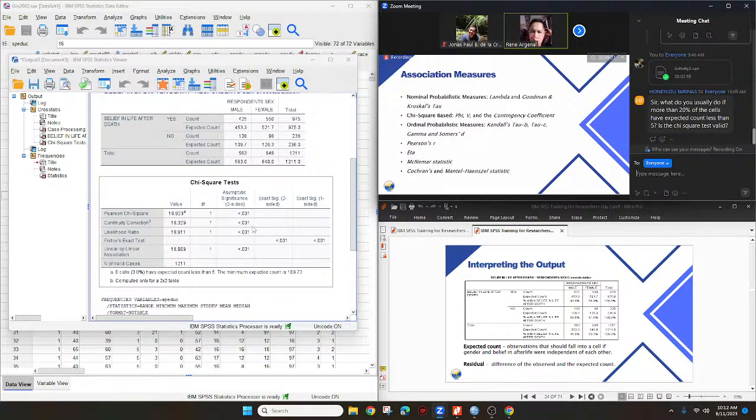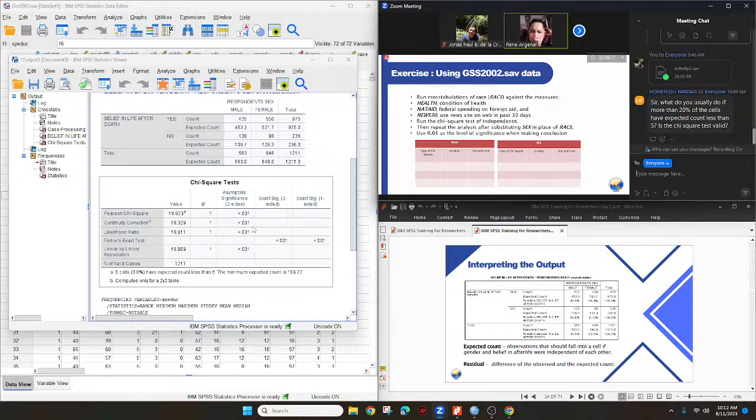And also you have the Cochran and Mantel-Haenszel statistics, especially if you're going to use odds ratio in logistic regression.